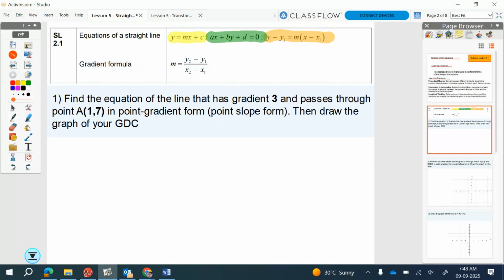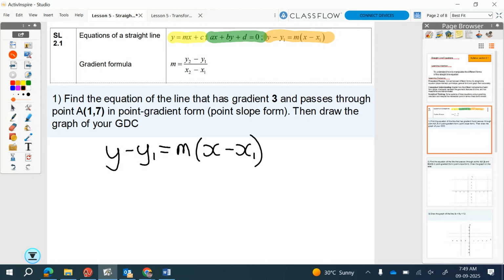Let's have a look at the question. Our first question says, find the equation of a line that has gradient 3. So we're given the gradient. This passes through the point A, which is at (1, 7). So it's very easy to insert this into the point-slope form. Here we have the point-slope form: y minus y1 is equal to m bracket x minus x1. I want you to practice using this one. If a question says give the equation of a straight line, you can leave it in this form.